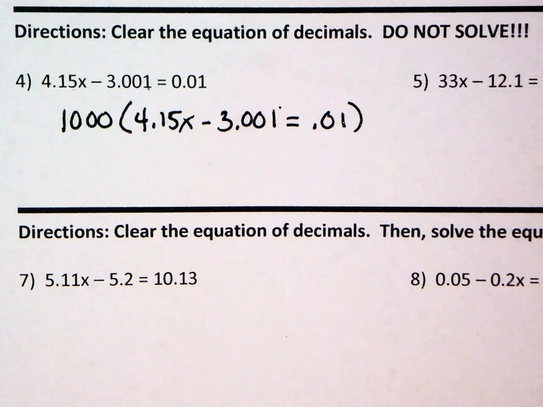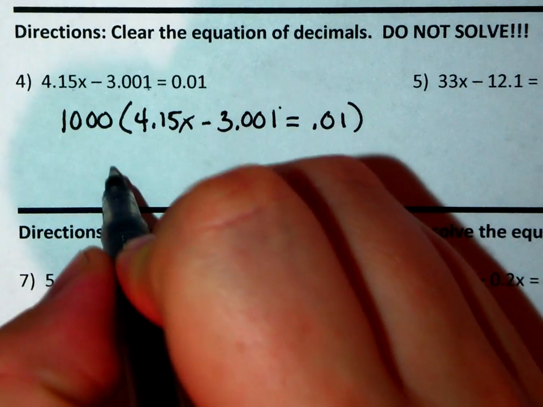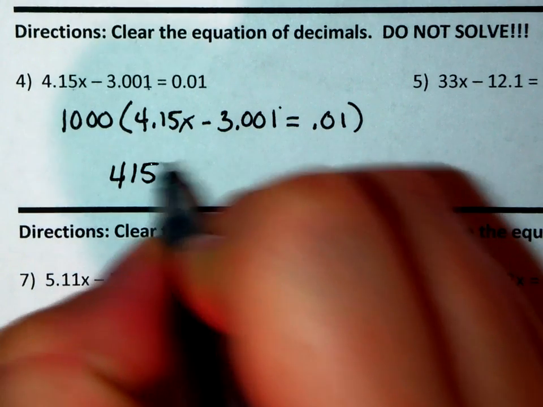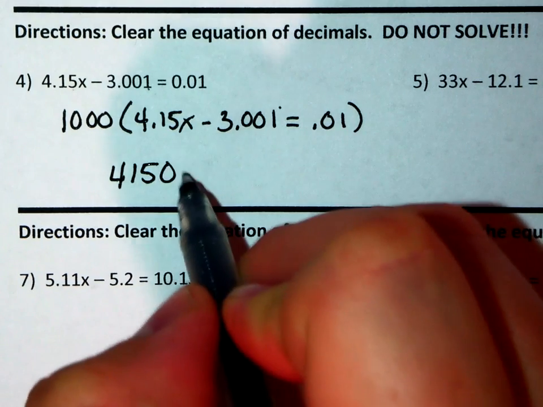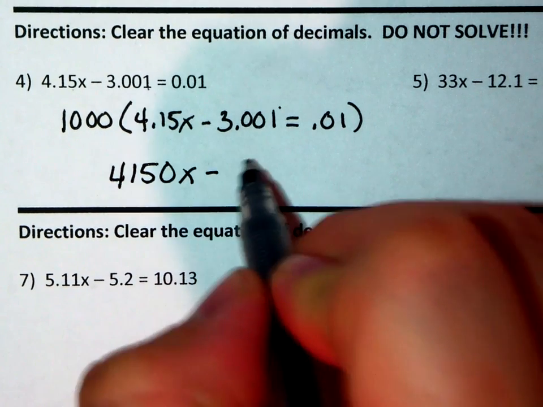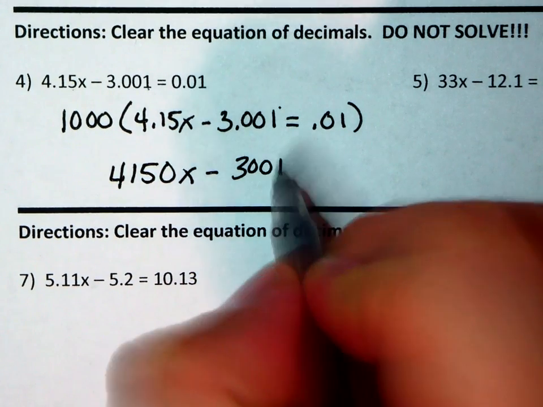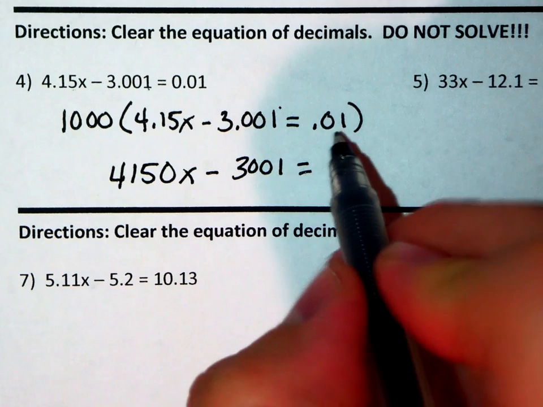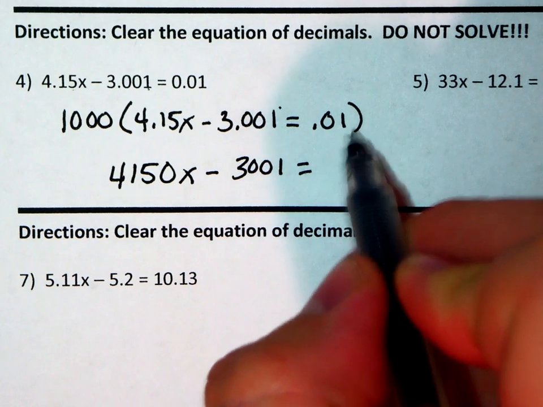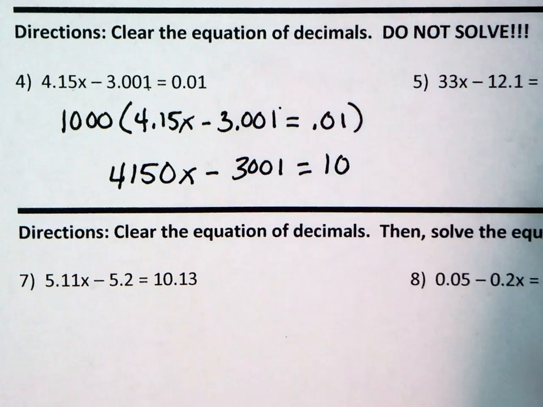So my equation will look something like this to start with. And then 1,000 times 4.15 will give me 4150x minus 3001 equals, I'm going to move this decimal over 3 places, to 10.